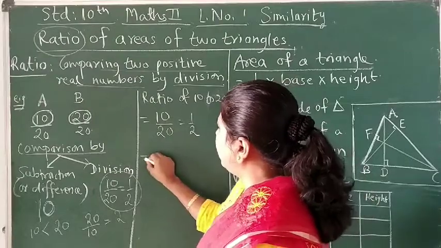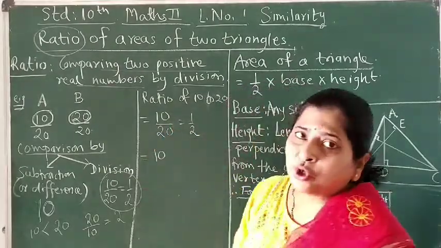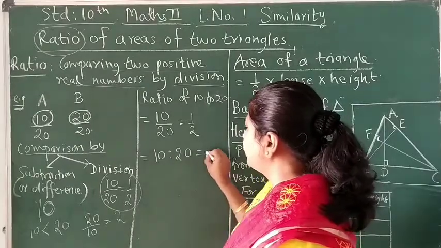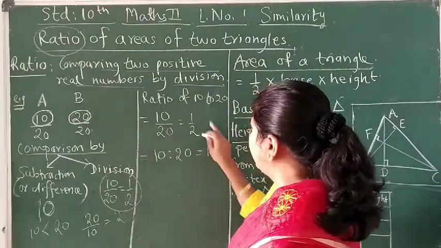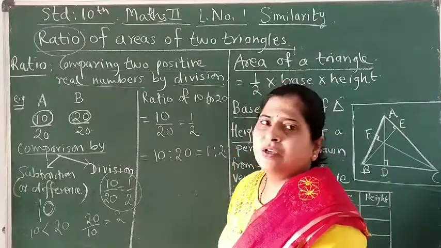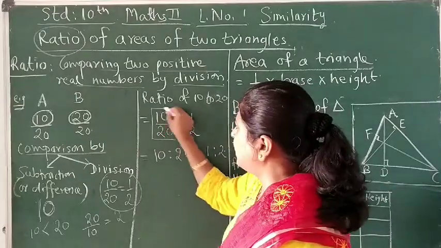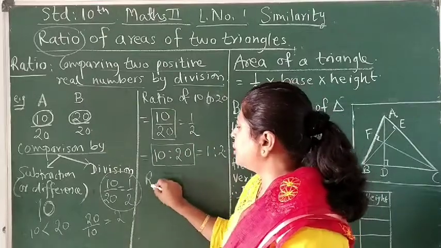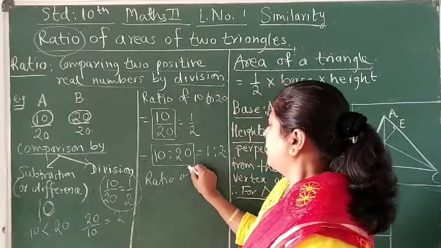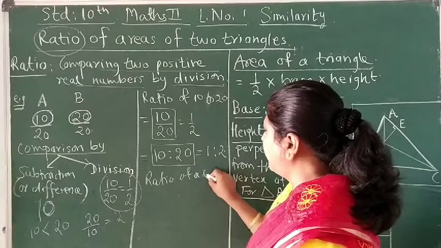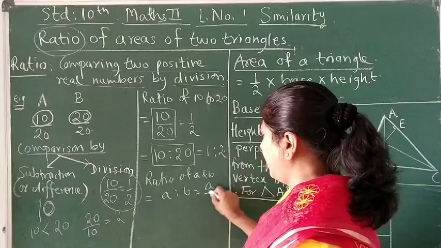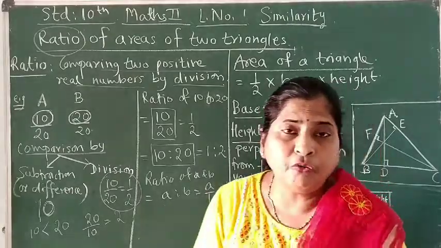We can write this either in numerator-denominator form, or as 10 is to 20, whose reduced form is 1 upon 2, that is 1 is to 2. So the ratio is written either using division or using a colon between the numbers. So the ratio of A and B can be written as A is to B or A upon B. This is the meaning of ratio.